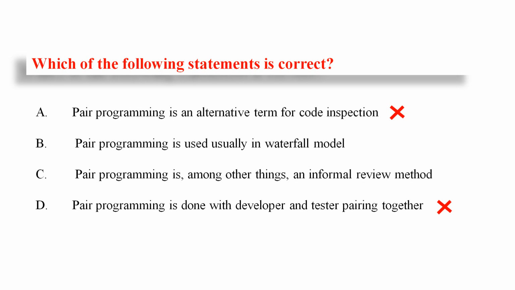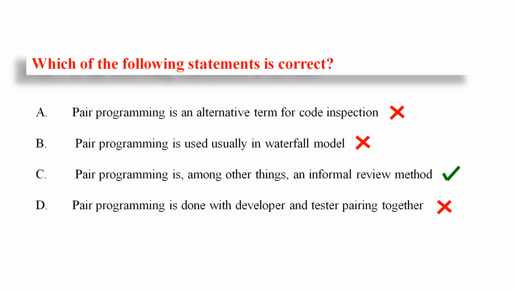And the pair programming is done with the developer and software test engineer. No. Two developers or two programmers will sit together and they will work, not one programmer and one test engineer. And the pair programming is usually used in the waterfall model. No, the pair programming will be used in all the software development lifecycle models, not only in the waterfall model.